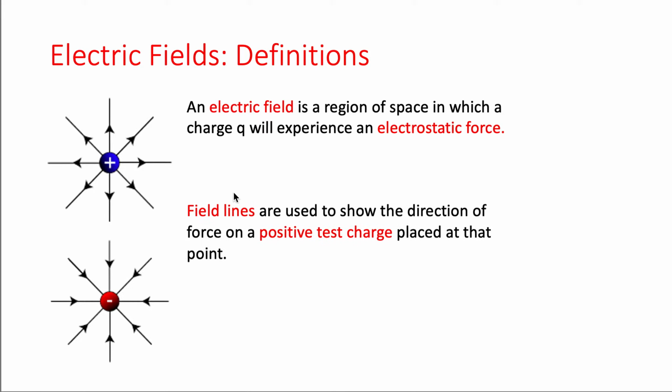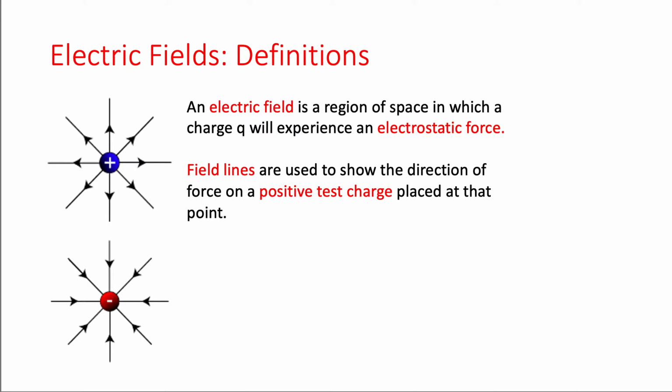So our electric field lines are used to show the direction of a force on a positive test charge placed at that point. And you can see that further in the bottom example. If I placed a positive test charge around my negative source charge, at all points the two would be attracted together, and so therefore the test charge would be pulled towards the source charge. And that's why the lines have different directions. What's similar about them, however, is that they're all radial. And what that means is that they're pointing out from the center of our source charge.